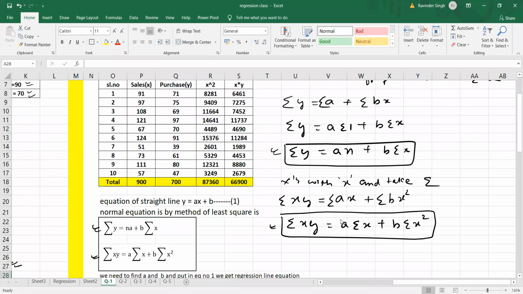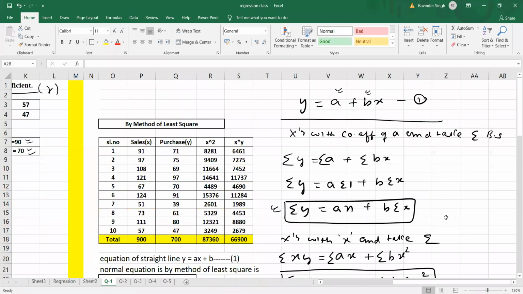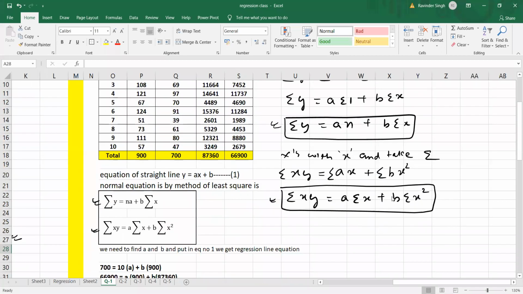So now you have got the idea how to write the normal equation. Just look at the coefficient of the unknown, which is a, multiply both sides and take summation. Then the second normal equation is multiply the coefficient of b, which is x, and then take the summation term by term. So when you do that, you will get the set of normal equations. We have got the normal equations.